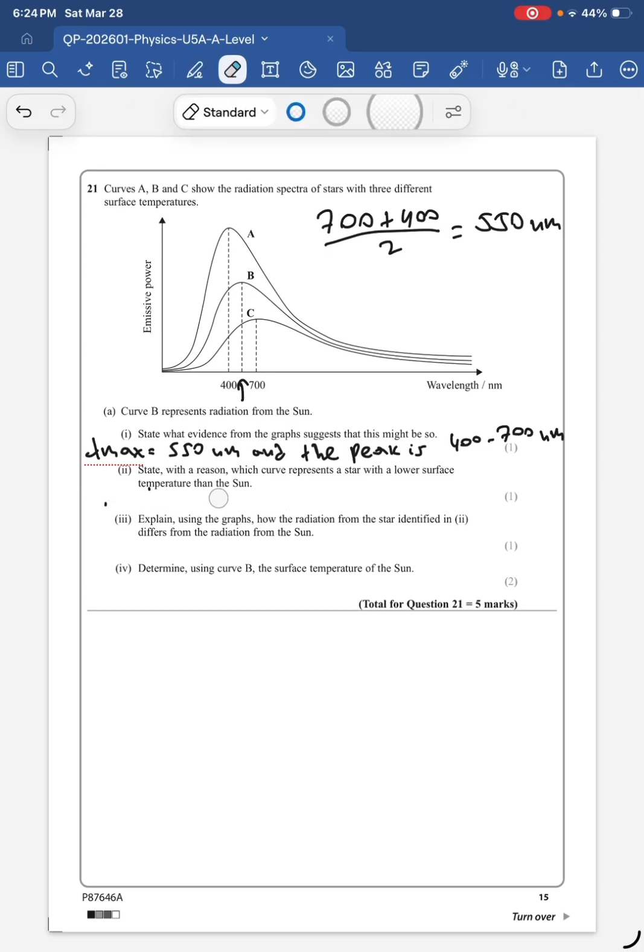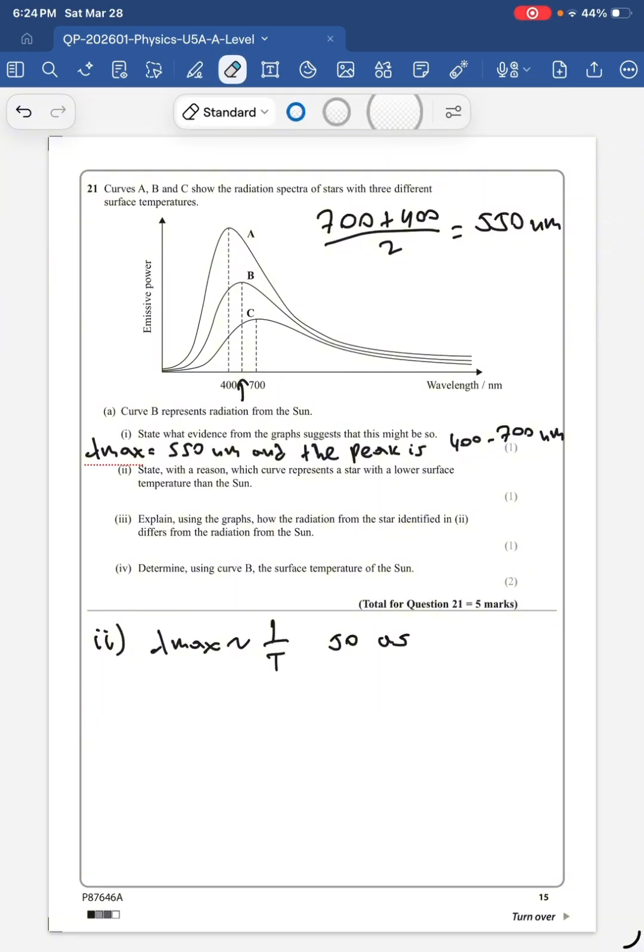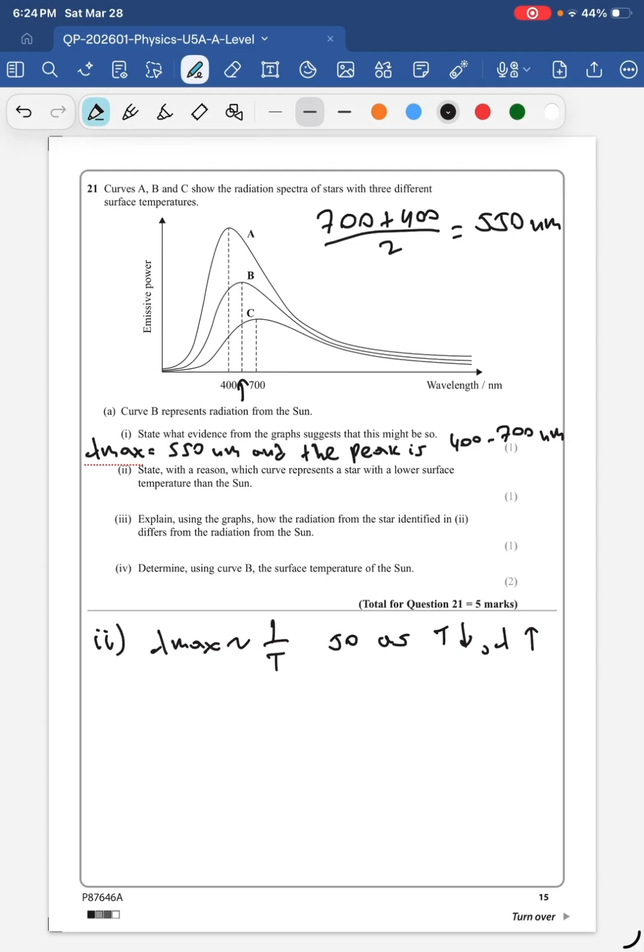Actually, okay, there's not enough space and I feel uncomfortable. Let's go down here. So lambda max is proportional to 1 over T. So as T decreases, because this is what we want, lambda increases, right? So C has a lower T than the sun. Okay.